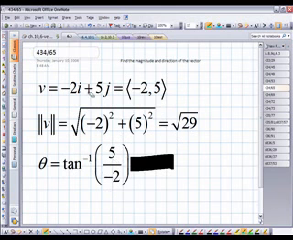However, knowing it's negative 2 plus 5j, this would put me in the second quadrant. If I only do this calculation here, I'll be in the fourth quadrant. So to compensate for that, I've got to add 180 degrees. So whatever this comes out to be would be your direction.